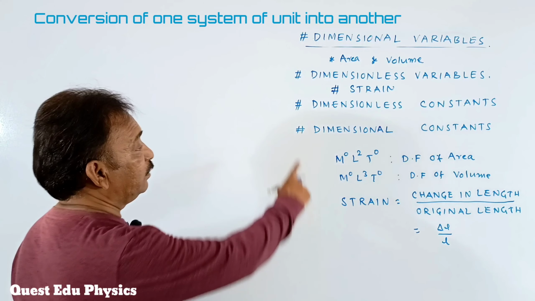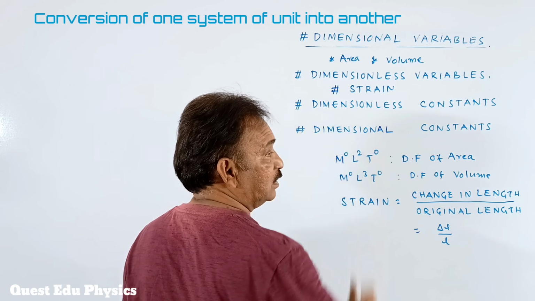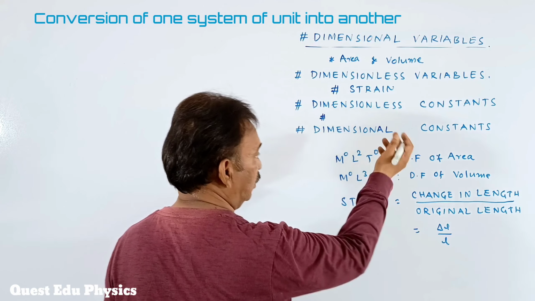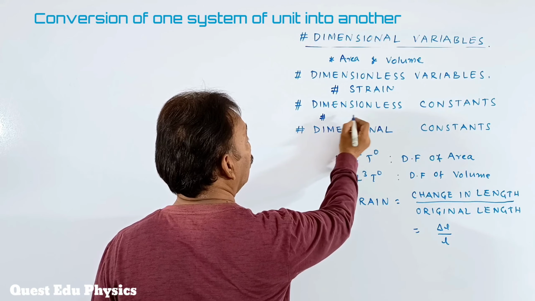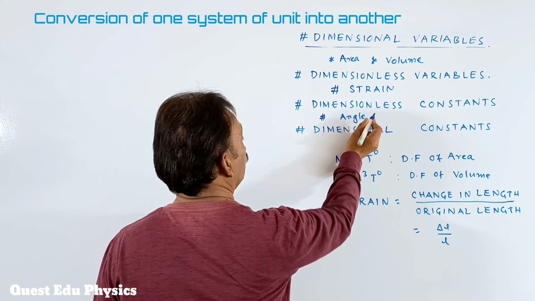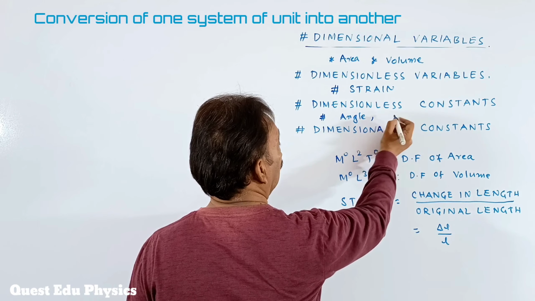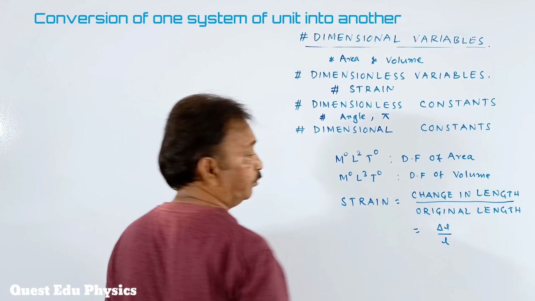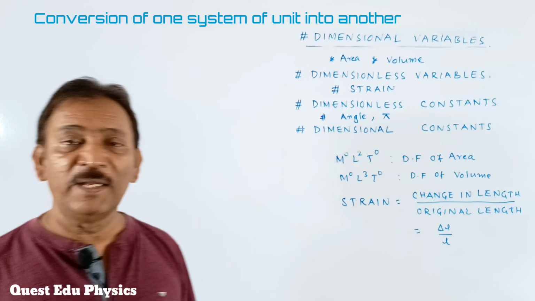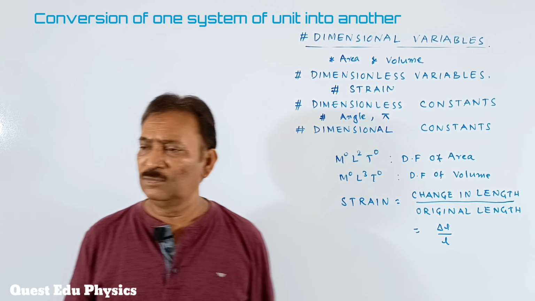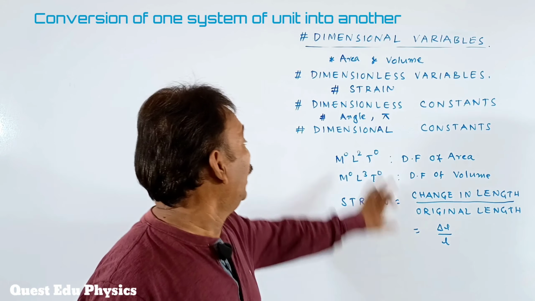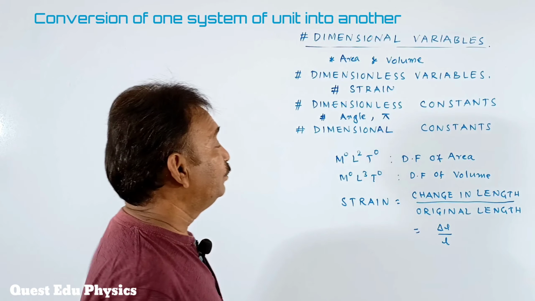Then we see the third, dimensionless constants. Here, most constants are dimensionless. For example, angle, and the numerical constant pi. As you know, the value of pi is 3.14. It is a dimensionless constant.